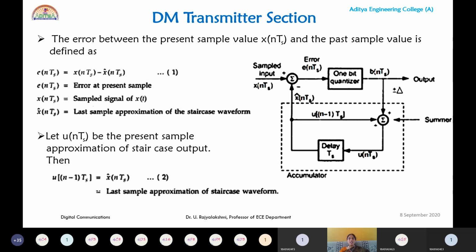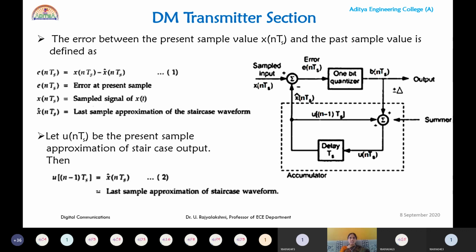Why are we specifically calling it a 1-bit quantizer? Because it transmits only 1 bit per sample. So let the output be b(nTs). Now this b(nTs) can be either plus delta or minus delta. What is b(nTs)? The output of the 1-bit quantizer can be either plus delta or minus delta.